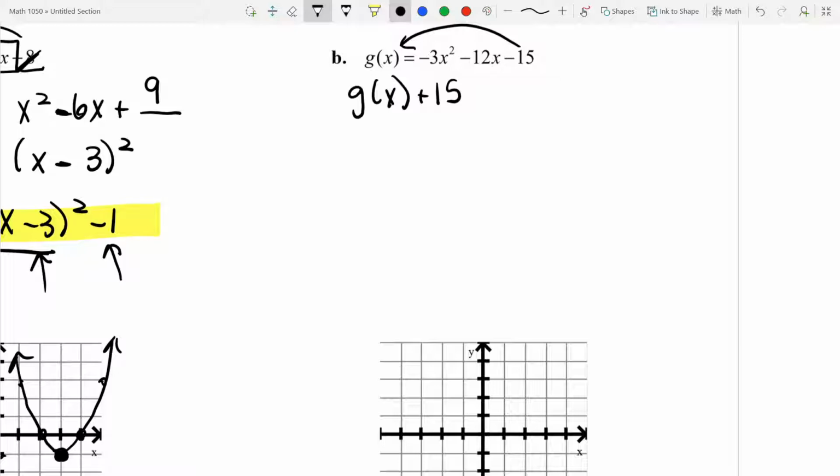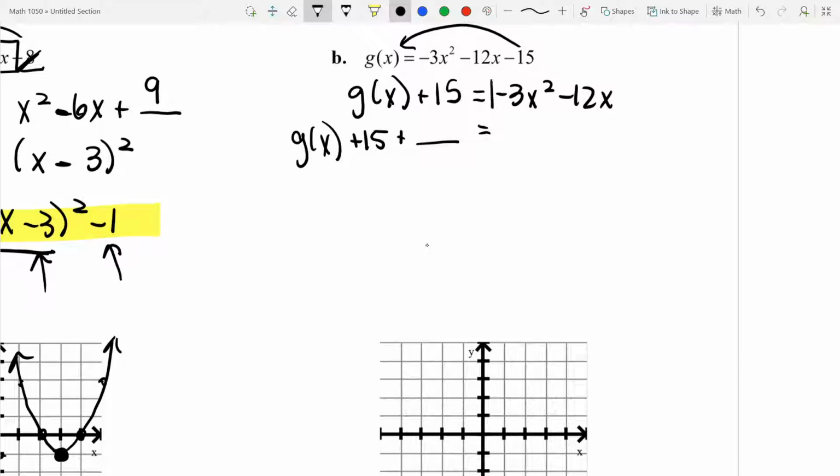I'm writing it so that you don't get confused. Equals -3x squared minus 12x. So that's step 1, pulling it over. Step number 2 is determining if you have to factor something out, which we do. Okay, so now I'm going to write it as g of x plus 15 plus blank equals.